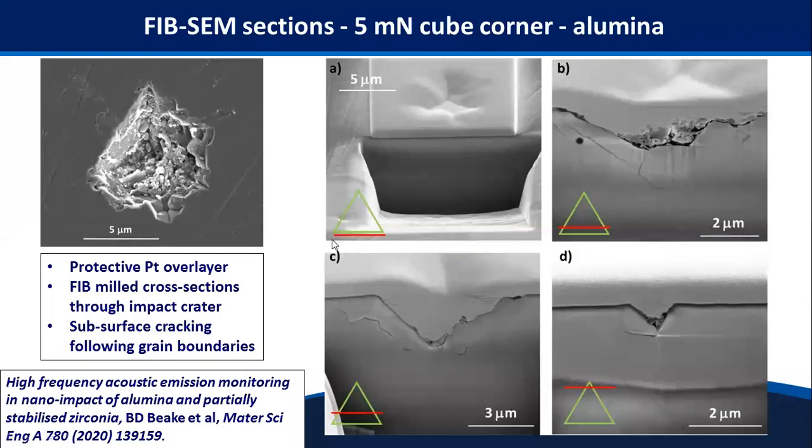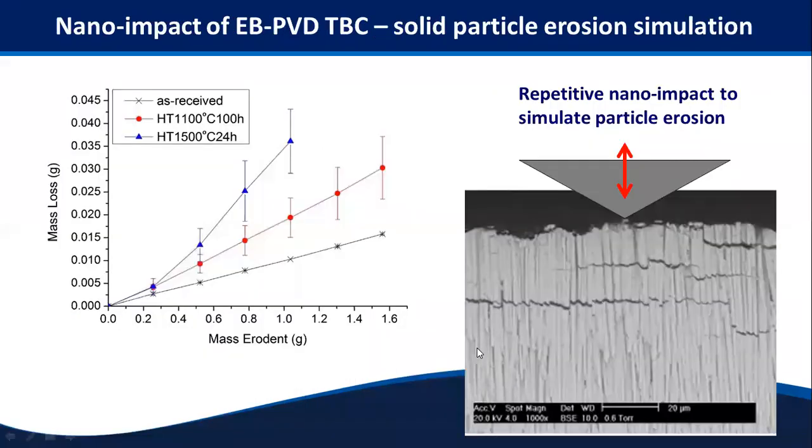We can understand where the cracks are subsurface by doing focused ion beam cuts. As we move this red line through this impact crater, we can look at the cracking at different positions under this impact crater, essentially. And we can see quite nicely that the cracks are following the grain boundaries in this sample.